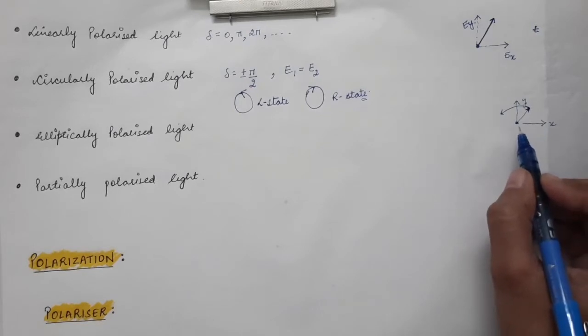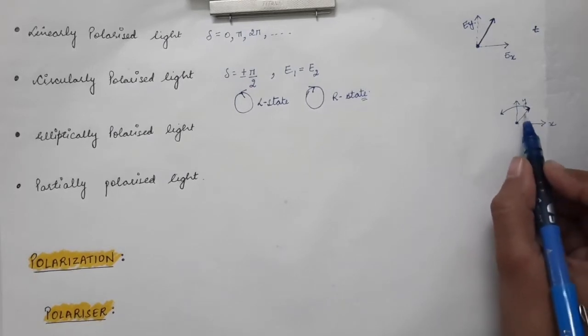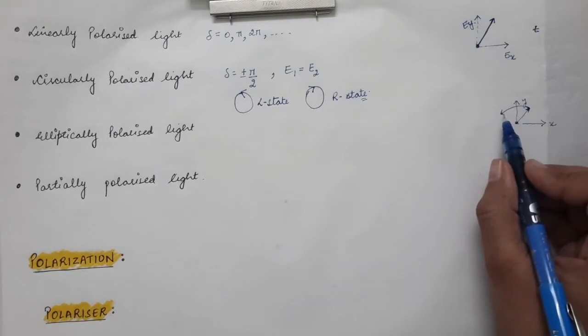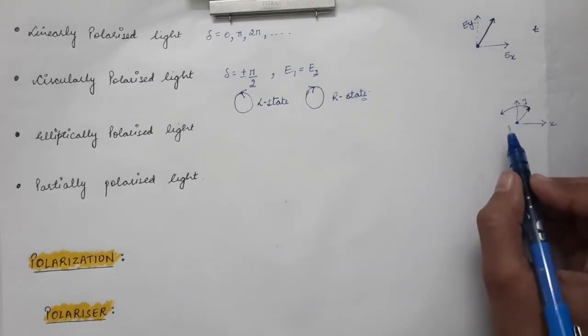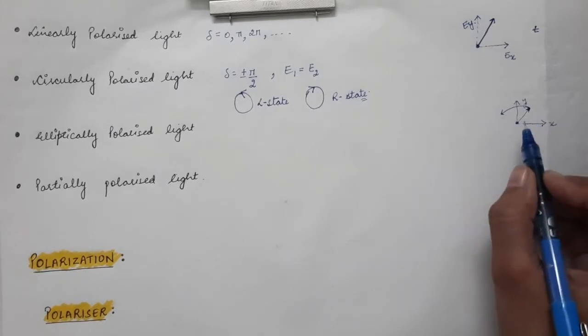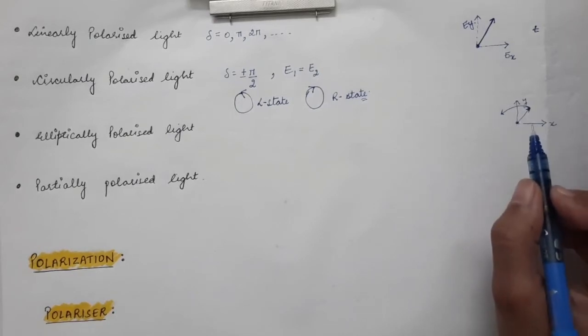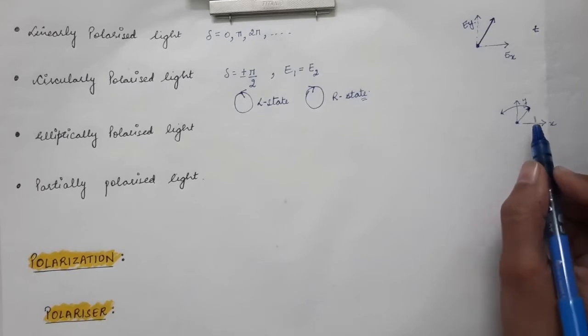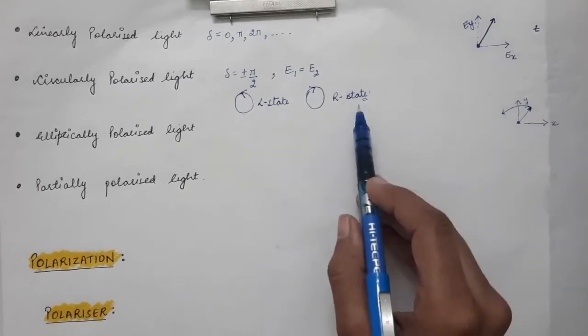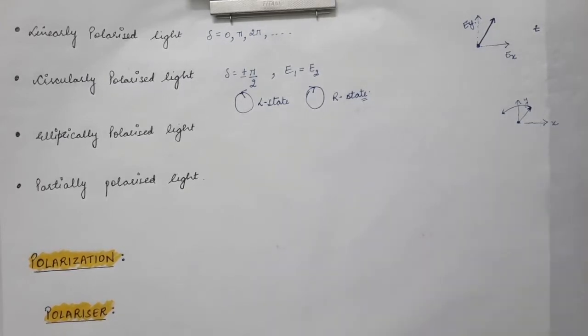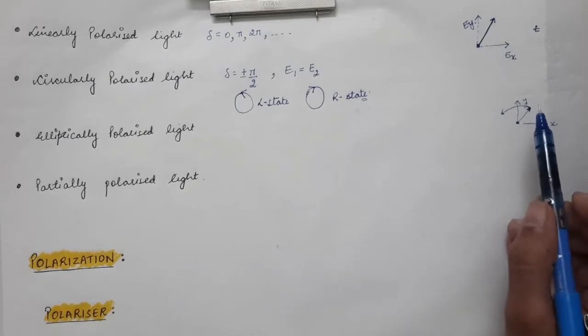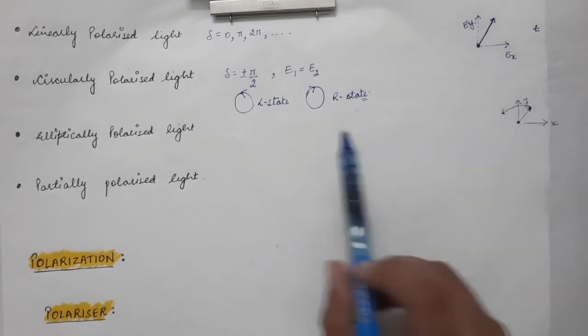So if you view it from the point of view of the source, this same electric field will appear to you that it is rotating in the clockwise direction. So from the point of view of the source, you will call it the R state, or right circularly polarized light. So L state and R state completely depend upon your point of view. But you have to take the same convention everywhere.